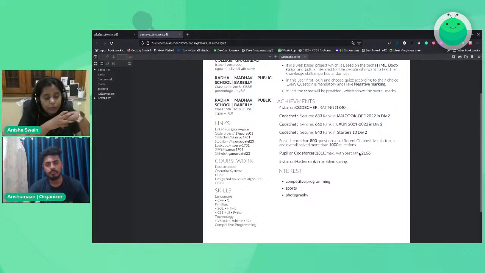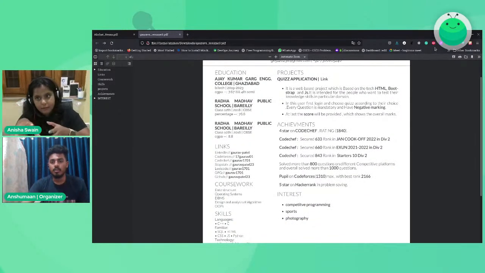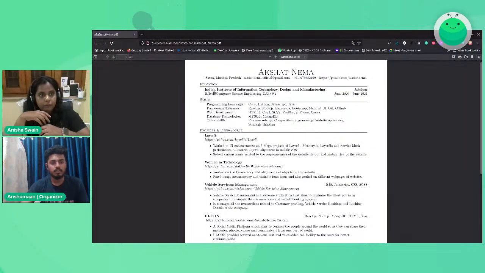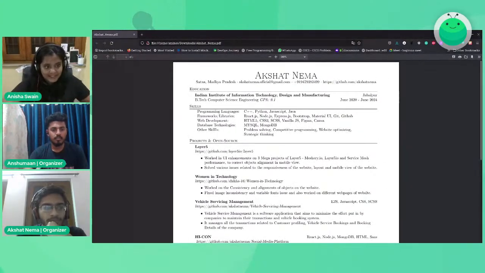Is Gaurav here? I just want to understand what profile he is aiming for, because I see the resume is totally about competitive programming. I want to understand what domain he is interested in, because I don't see much domain-specific content. No worries. We do have other resumes as well. We can go through other resumes later offline.